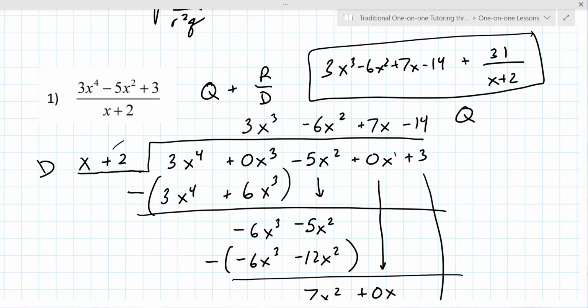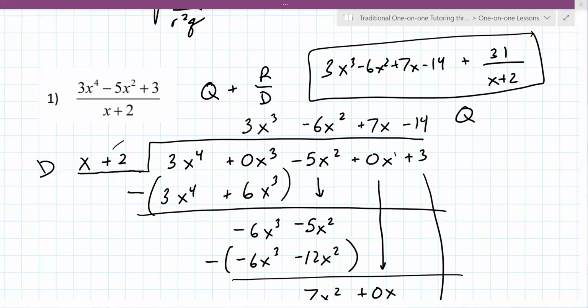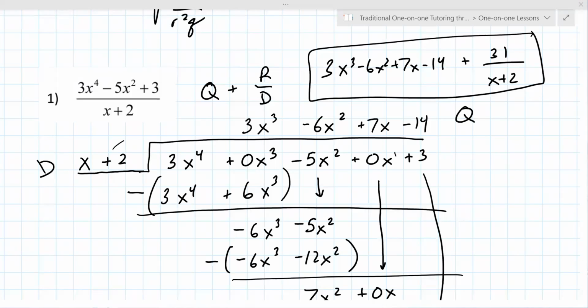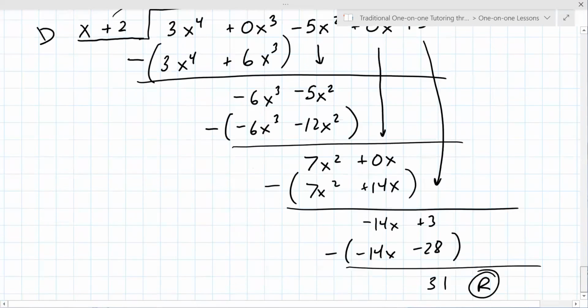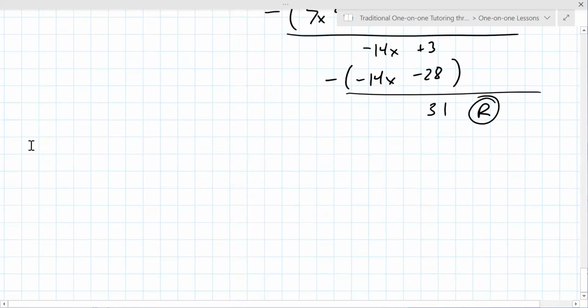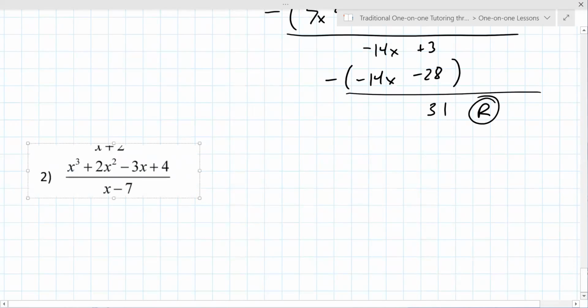Now, question 2 is more straightforward because it's got all the terms. There are no missing terms. It didn't omit an x to something. Did you get all this down? I'm going to send this to you shortly. Just a lot of writing. Sure is. I'm not a fan of these, but they do exist.